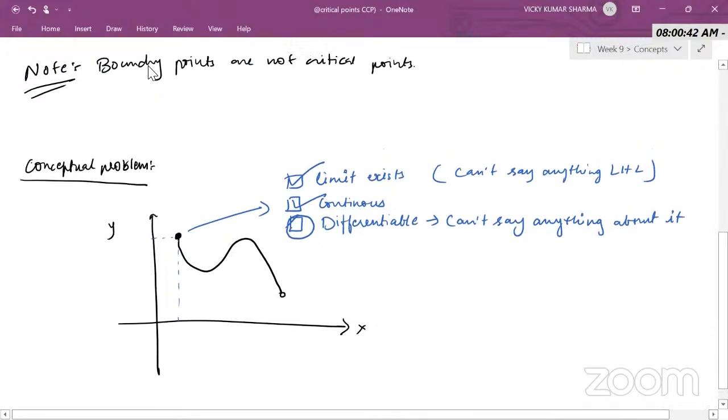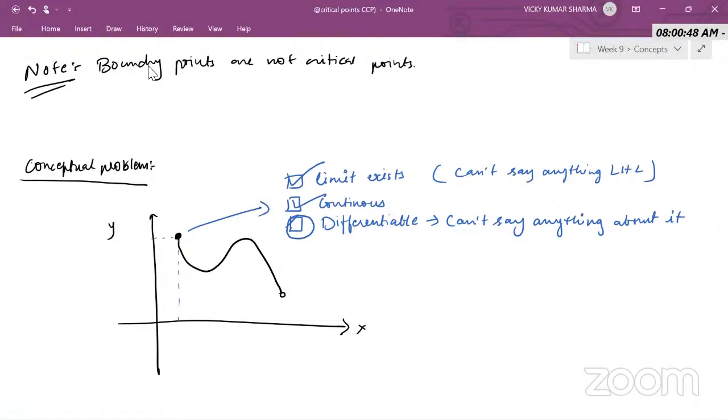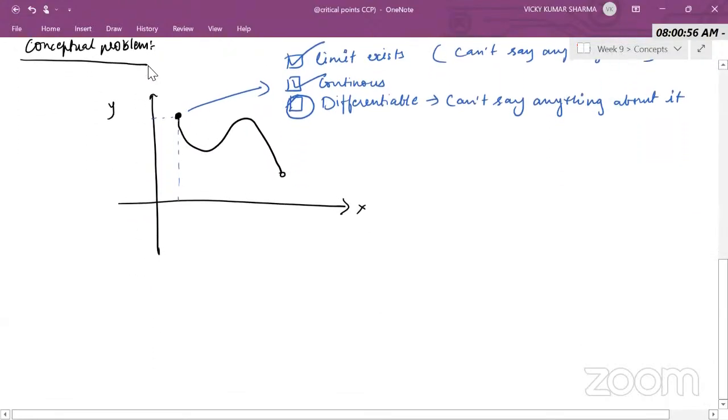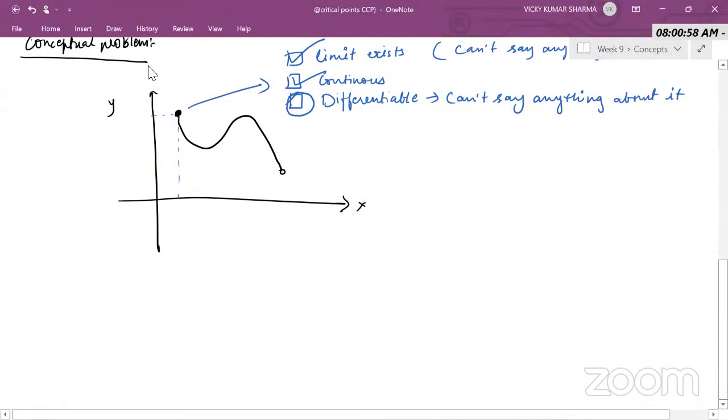Now, I'm taking you back to here. Note, boundary points are not critical points. This is a boundary point. Is this a critical point? No, sir. This is not a critical point. So make a note of this, because we tend to make mistakes in our exams if we have a question like this.